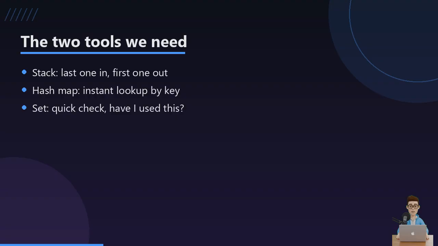A stack is like a pile of plates you only ever add or remove from the top. A hash map here just tells us the last index where each letter shows up, like a quick lookup table. And a set is just a fast yes or no checker for whether we've already placed a letter.